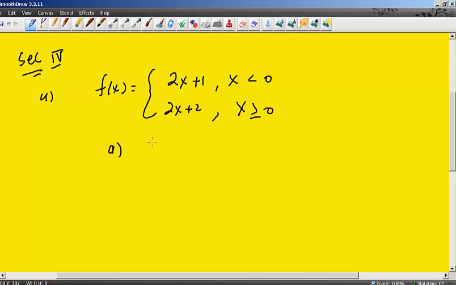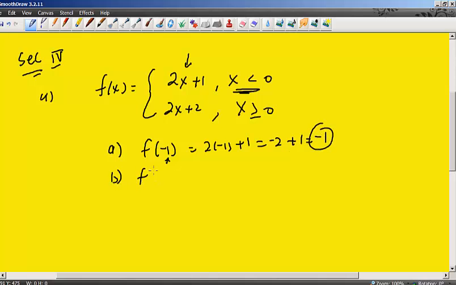A, they want you to find f of negative 1. But which one do I use to find f of negative 1? I have to use that because that's negative, and this tells me to use that when x is less than 0. So that's going to be 2 times negative 1 plus 1, which is negative 2 plus 1, which is negative 1. And that's done. Let's go to B. B says find f of 2. So that means we've got to plug in 2. So which one do I plug it into? This one, because 2 is bigger than 0. So that's going to give me 2 times 2 plus 2, which is 4 plus 2, which is equal to 6. That's done.